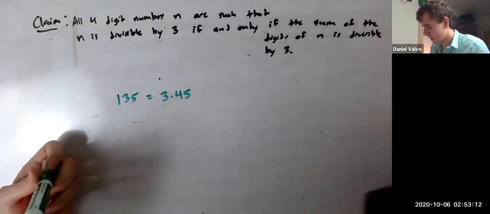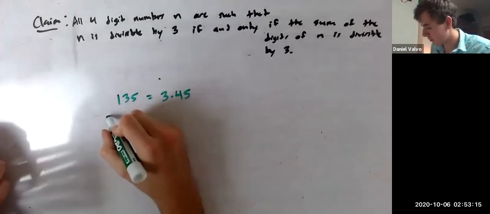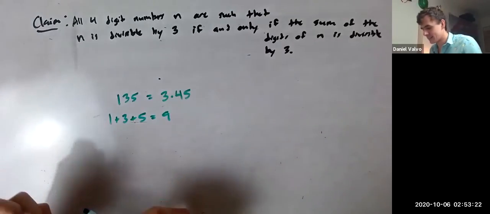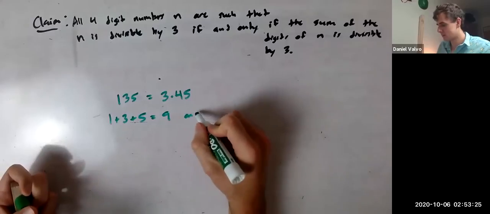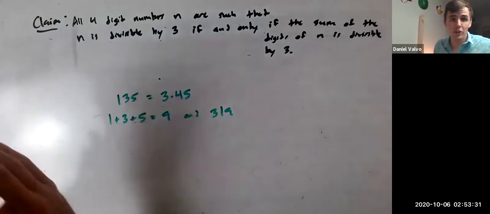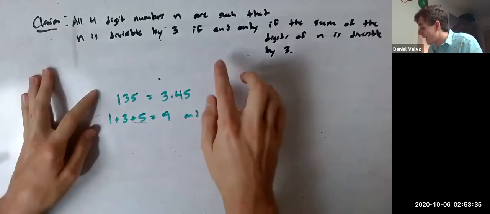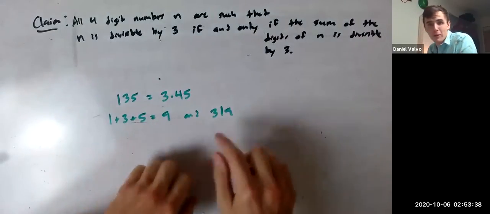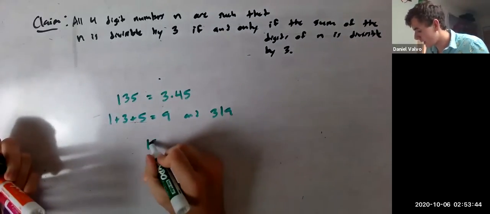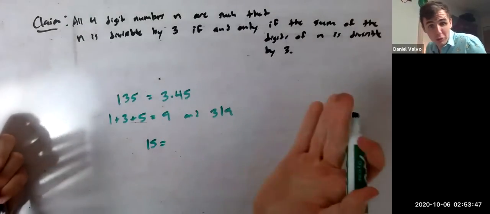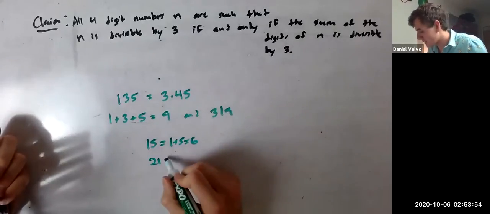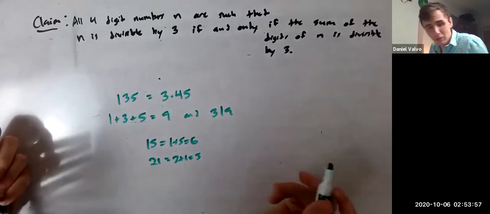And then also notice that if you take the digits of 135 and add them together, 1 plus 3 plus 5 equals 9. And 3 also divides 9. So the claim is that n is divisible by 3 if and only if the sum of the digits of n is divisible by 3. And we can do this for anything, right? I mean, just look at 15, right? 15 is clearly divisible by 3, 3 times 5, and 1 plus 5 equals 6. 6 is divisible by 3. 21, that's 2 plus 1, which equals 3, clearly divisible by 3.